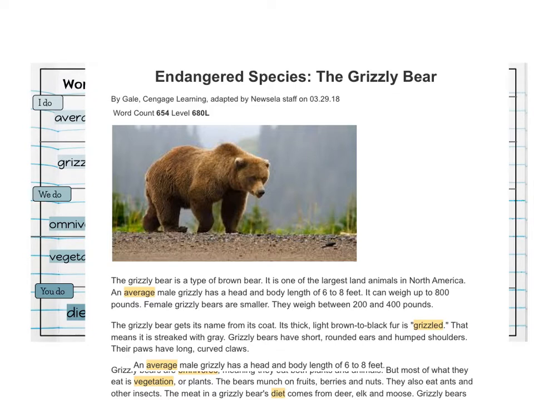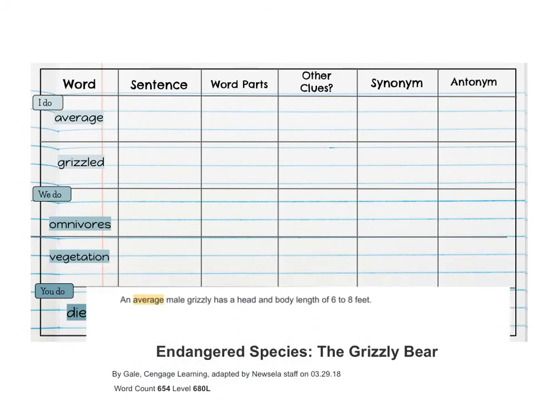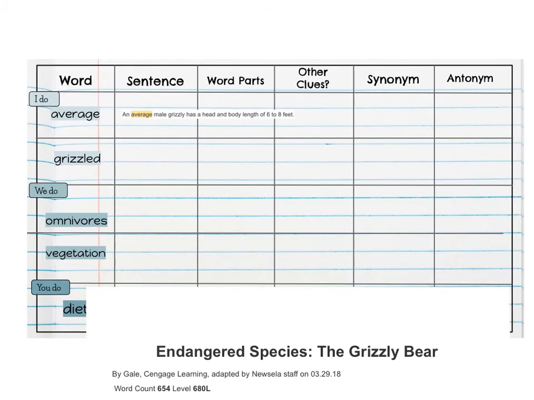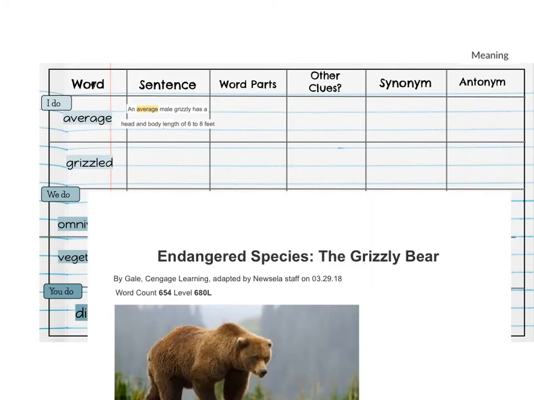And the first thing I need to do is copy down that sentence word for word from the text because my notes tell me I'm going to be able to use some clues inside this sentence. So I have copied that exact sentence from the text and I'm simply going to move it. Now later when you're doing this activity, you will write that sentence in this box, but for time's sake, I'm simply going to move it into that sentence box. Now that I have the sentence written from the text, an average male grizzly has a head and body length of 6 to 8 feet.